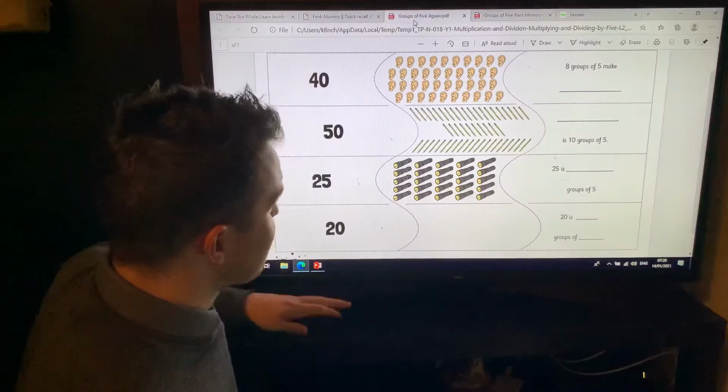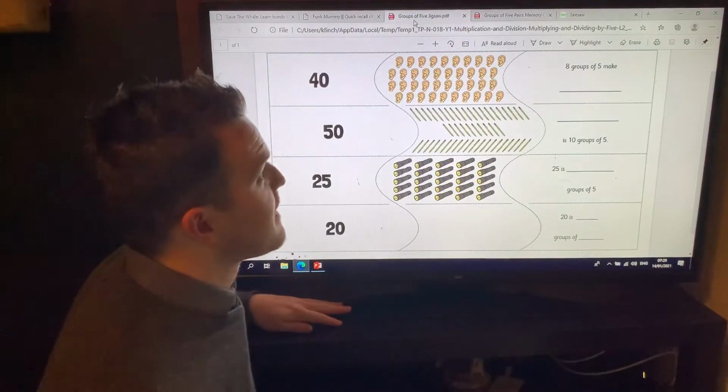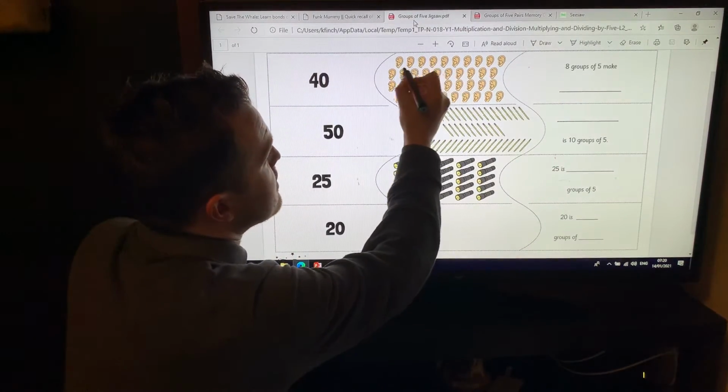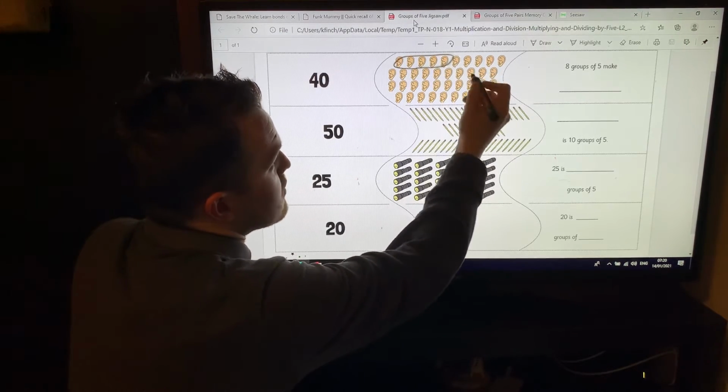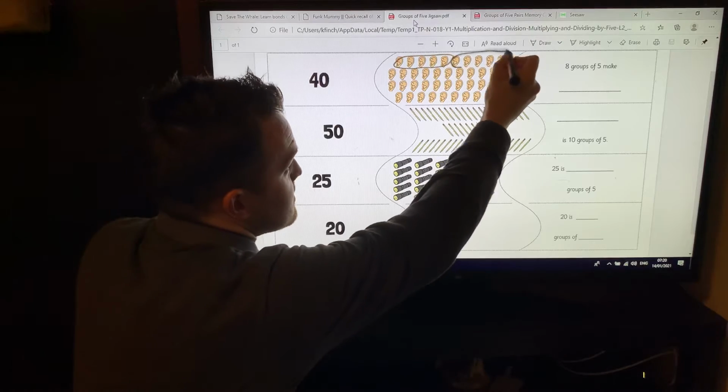So, first thing I would do is group things in 5. Okay, so I'm going to group my ears in 5. 1, 2, 3, 4, 5. 1, 2, 3, 4, 5. Oh, another group. It's nice and easy.